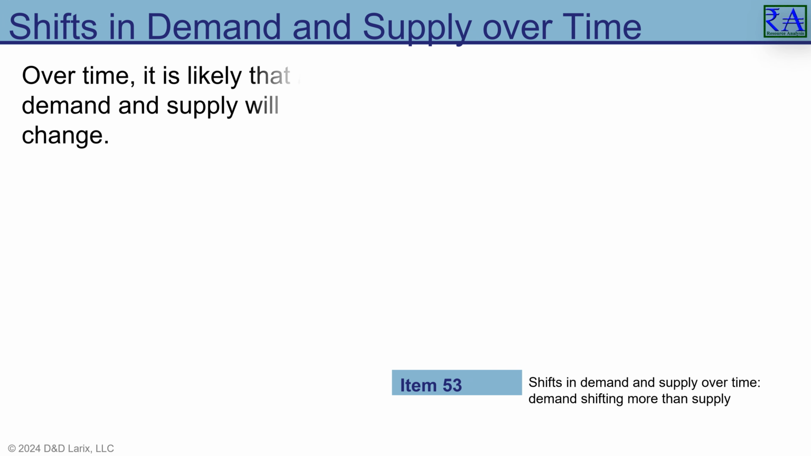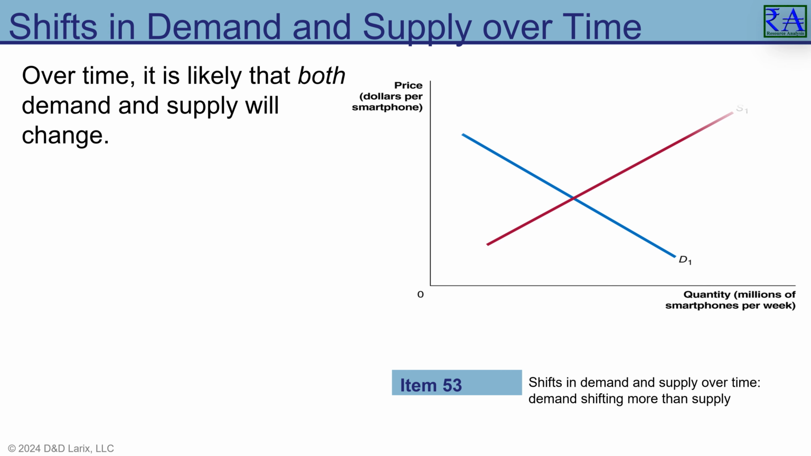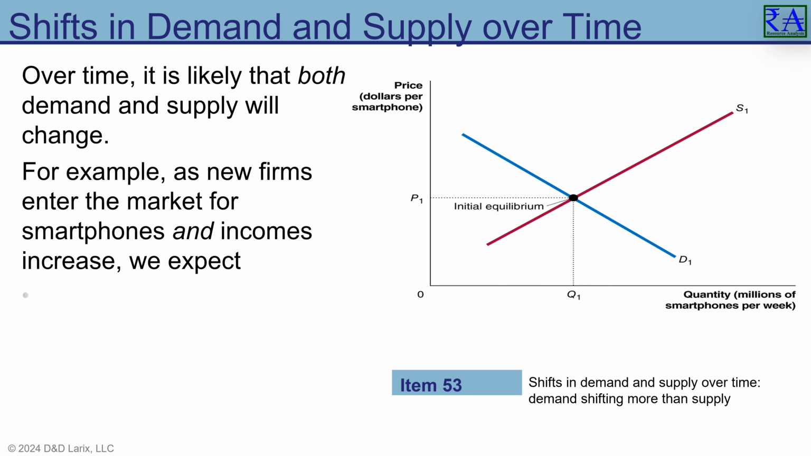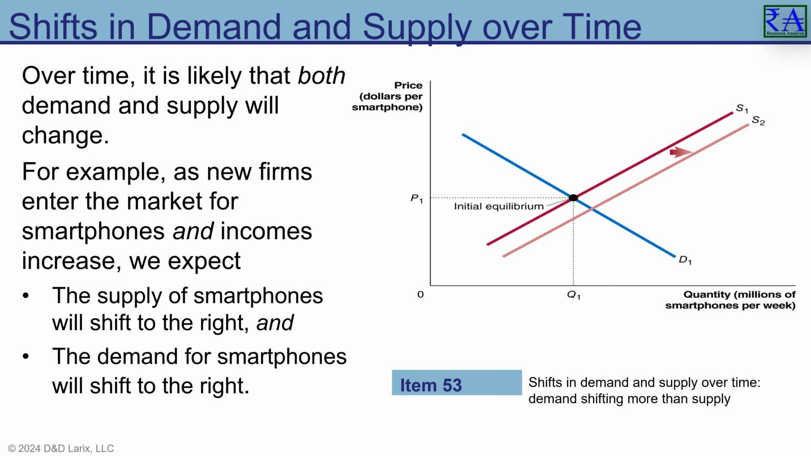Okay, so now we get to check a couple of these scenarios. Consider the market for smartphones in general. As the market has grown, so have the number of firms making these gadgets of high demand. The supply curve shifts to the right. At the same time, an economic expansion has been in effect and incomes have risen. Because smartphones are a normal good, the demand for smartphones also shifted to the right.